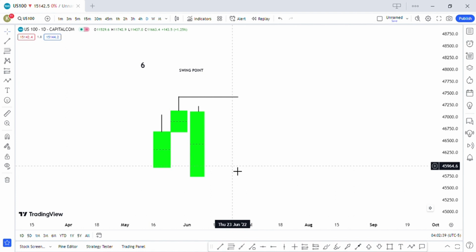I'm not going to talk about swing highs and swing points too much because I've talked about them in my liquidity video. So if you want to know about swing points, go and check out my video about that.